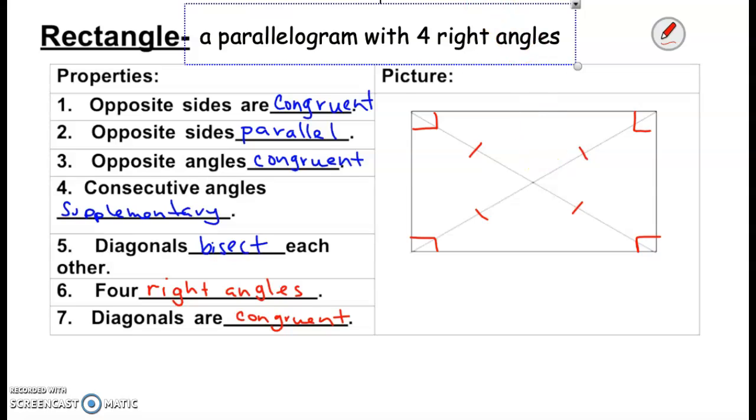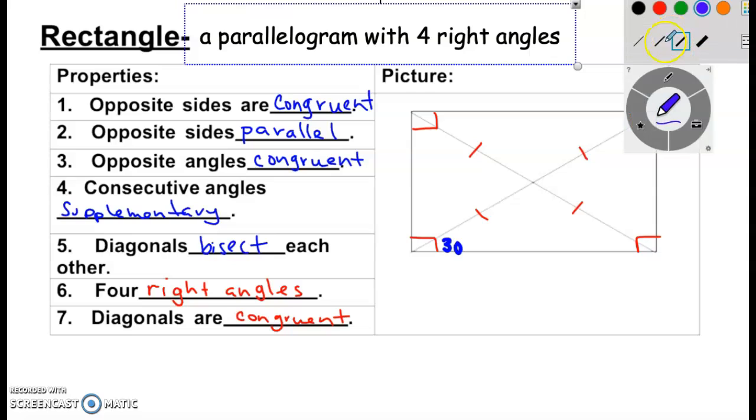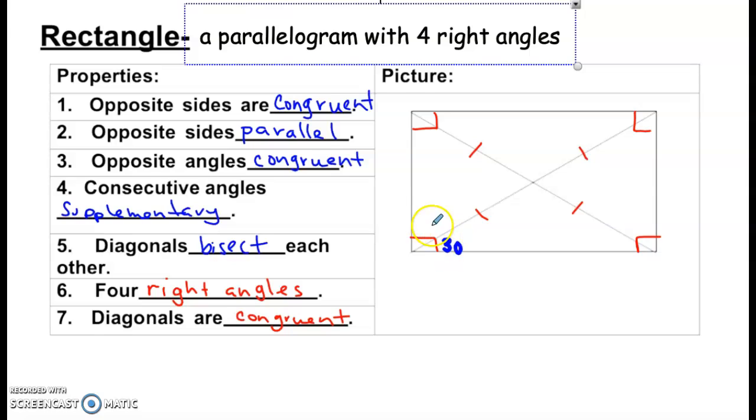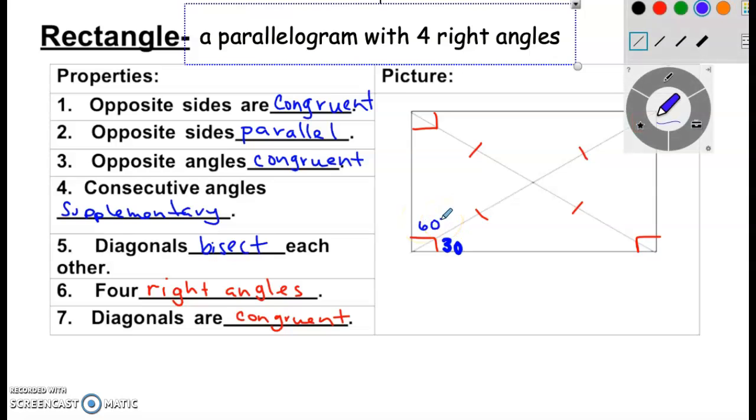Now, I'm going to fill in some generic angles here just to make sure we understand one of the concepts that's very important. When we were looking at our rhombus, if I put a 30 degrees here, then with a rhombus, we would have said 30, 30. Well, this is one of the big differences because when it's a rectangle, I need these 2 angles to be complementary. I need them to add up to 90 degrees. So if this is 30, this has to be 60.